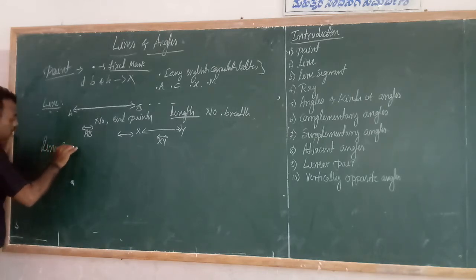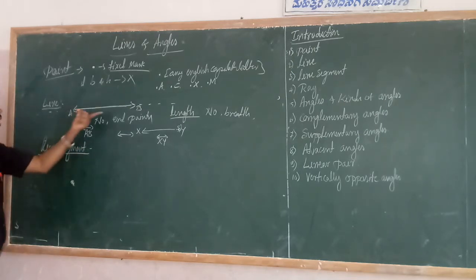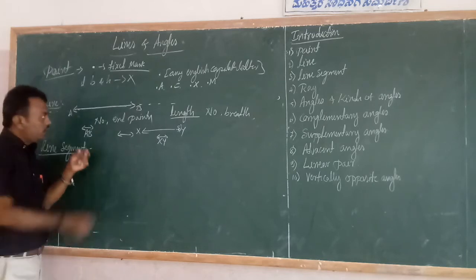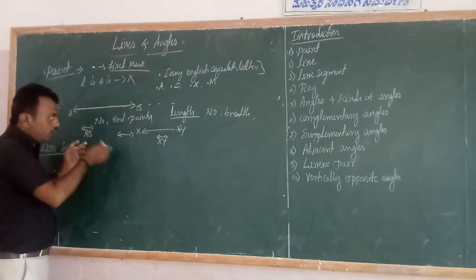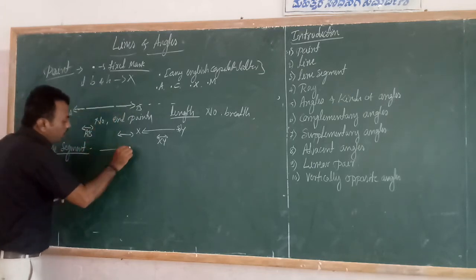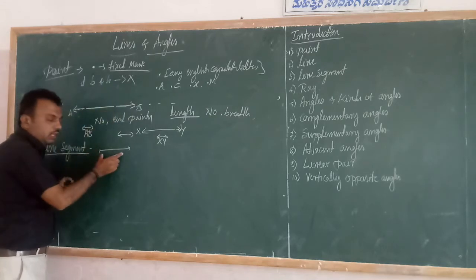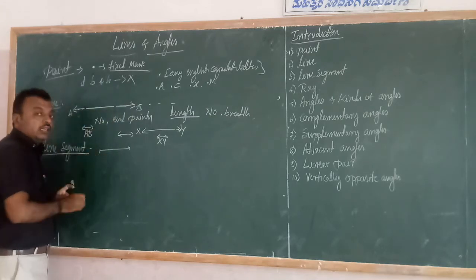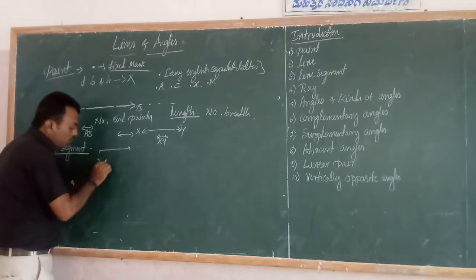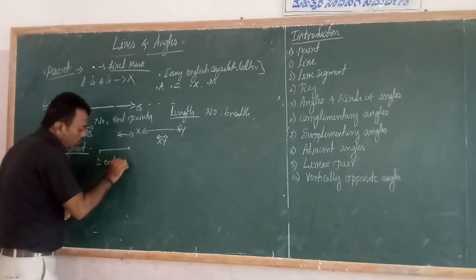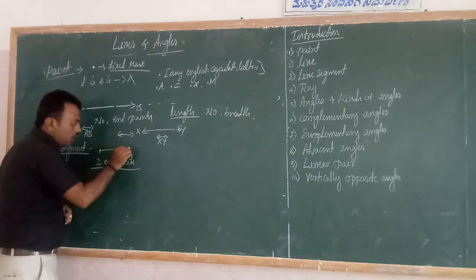What do you mean by line segment? A line segment is a part of a line. For example, there is one big line, and we cut it and write only a part of it. That is called a line segment. A line segment has two end points: this is one end point and this is the other end point.